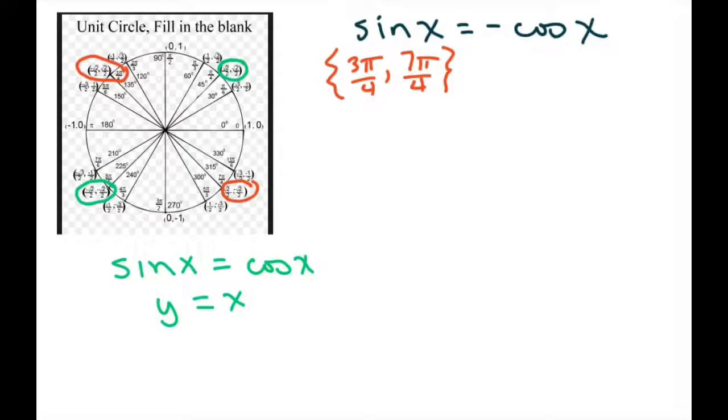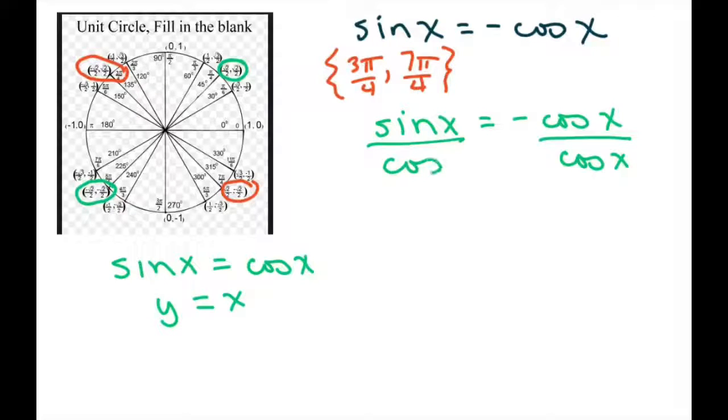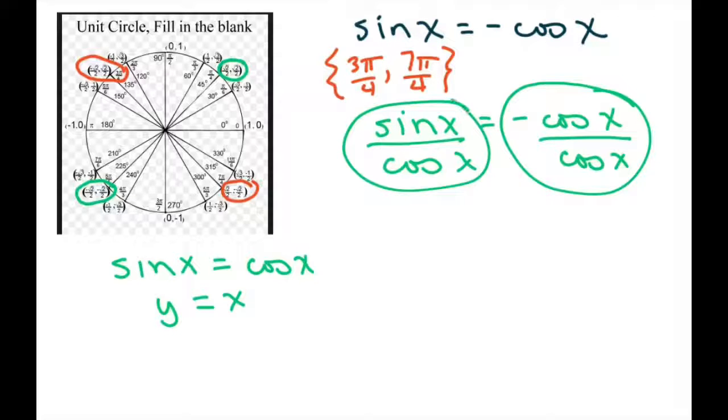However, say that you didn't. One of the things you can do is just write this equation, sine of x equals negative cosine of x, and divide both sides by cosine of x. Now this would equal negative 1, and this equals tan of x. So you get tan of x equals negative 1.